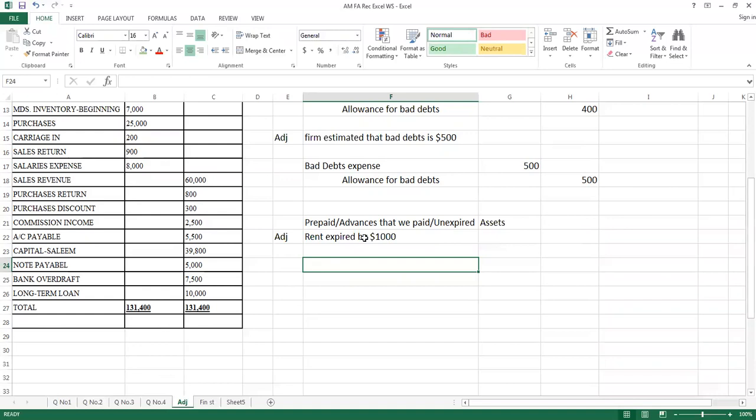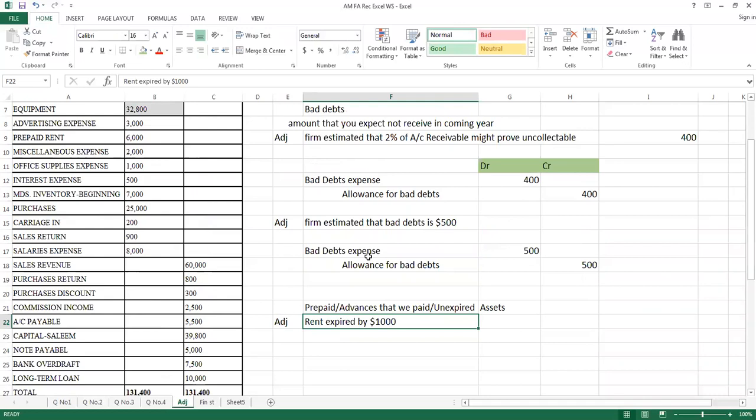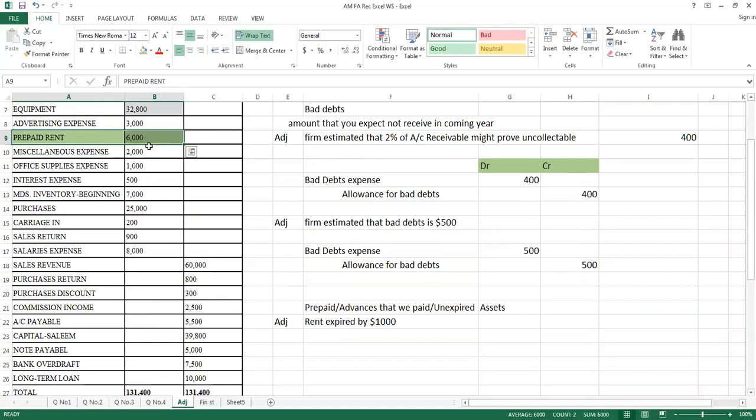When the question specifically tells you that this much rent has expired, we need to go to the trial balance to make sure whether you paid it earlier. If you paid it earlier, naturally there is no issue. So right now, if you check your question, prepaid rent is 6,000. This is the amount that you paid in advance, and you recorded it as an asset.